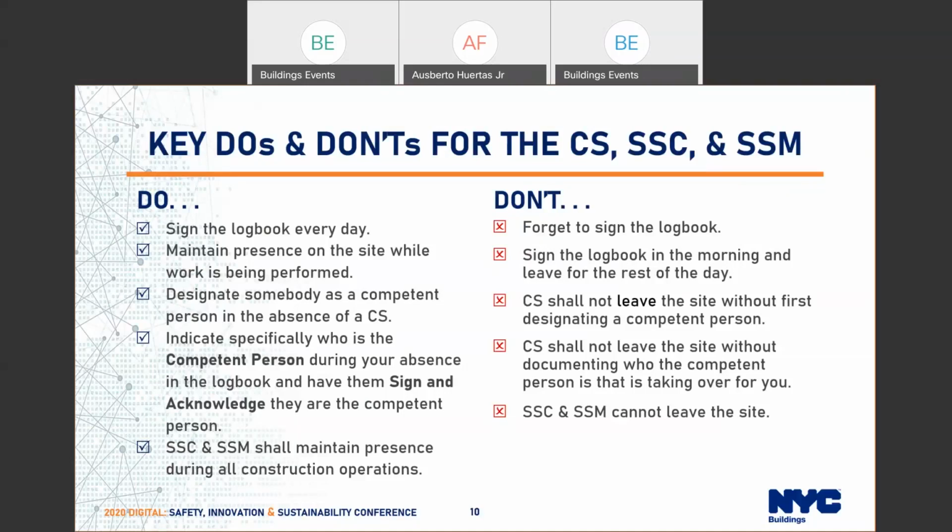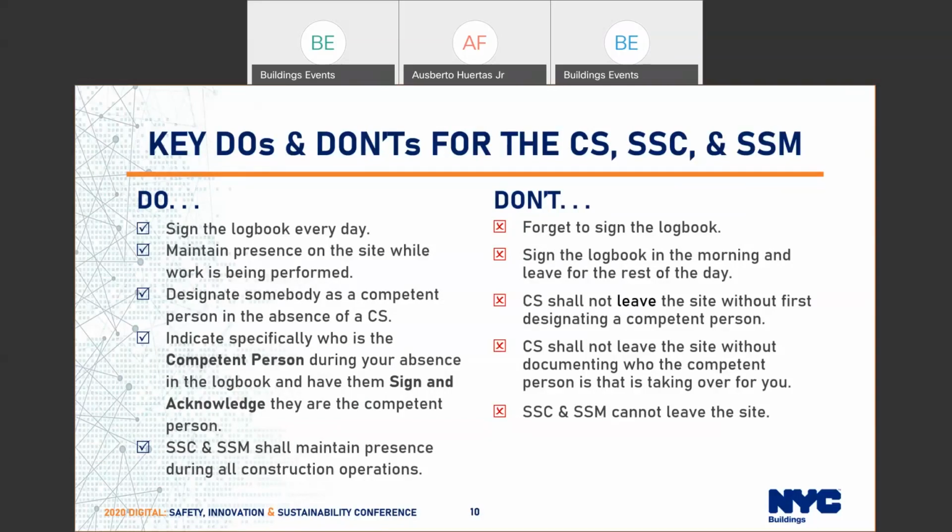When a construction super designates a competent person, they need to indicate who specifically is the competent person during their absence in the logbook. They must have them sign and acknowledge that they are the competent person before leaving the site.